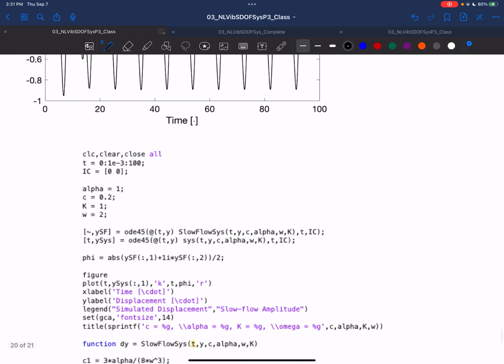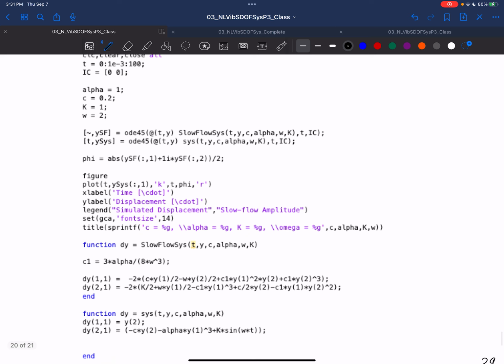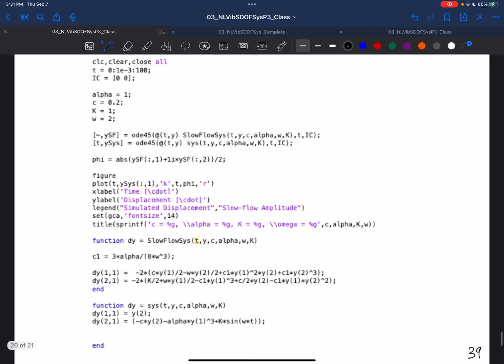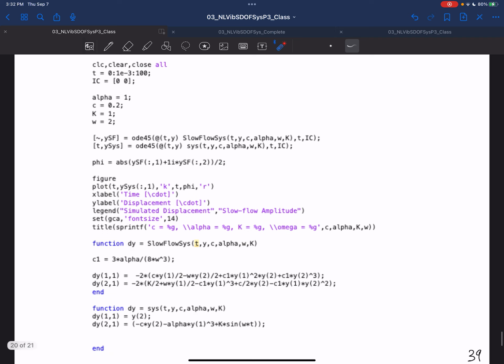And the code for this is shown down here. In this case, let me zoom out a little bit. You can see how we have 2 ODE functions shown right here. This is the one for the slow flow, and then this is just the equation of motion. And here's how we integrate this and end up plotting that.